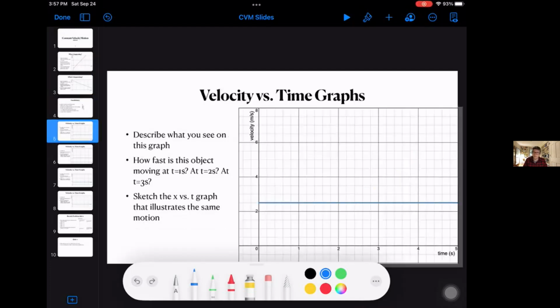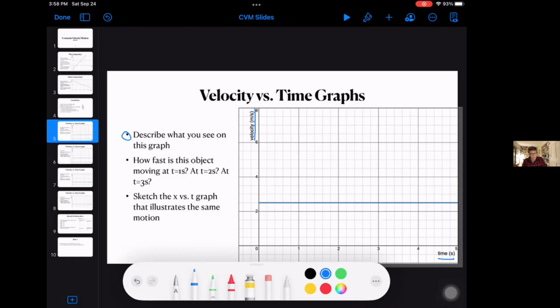New representation. This is super important. It's a velocity versus time graph. So take a moment and look at this graph. What do you see happening? Describe it in words. Notice here that we've got velocity on the vertical axis and time on the horizontal. So this is a different graph than we saw previously.